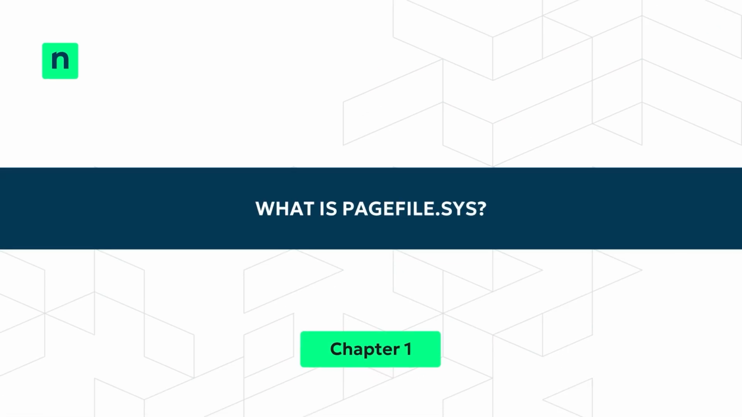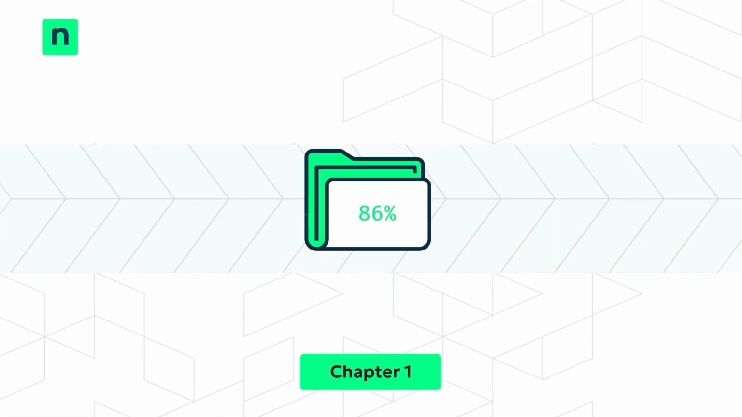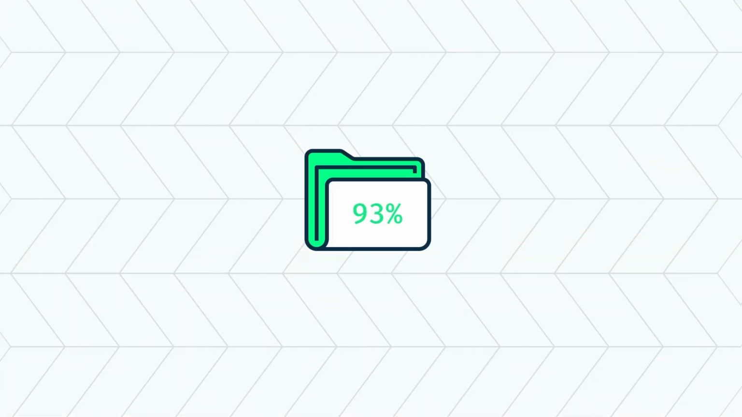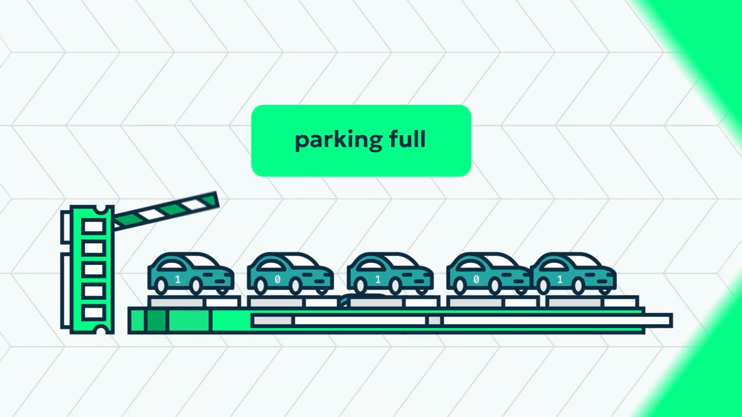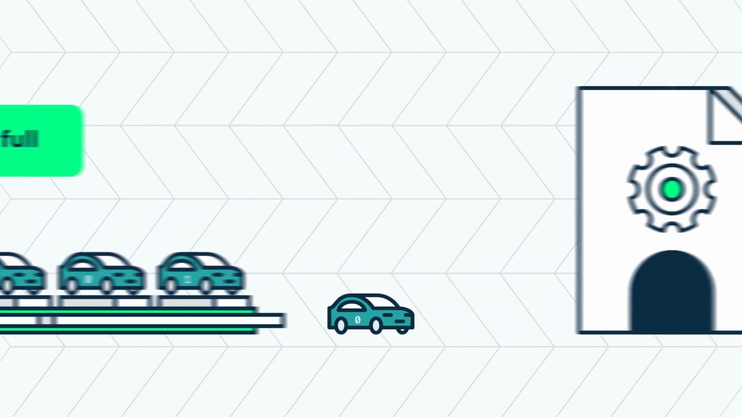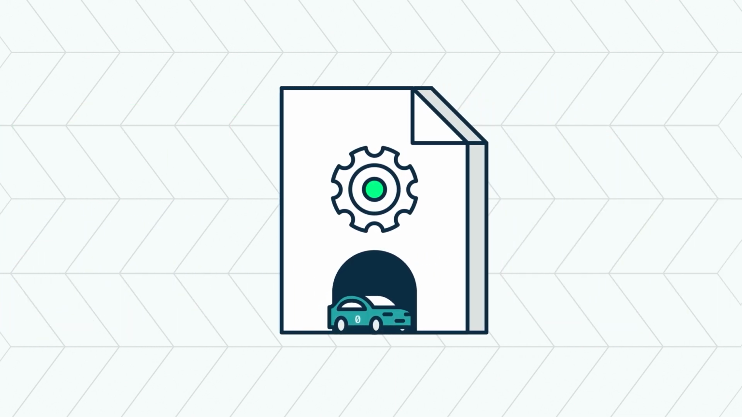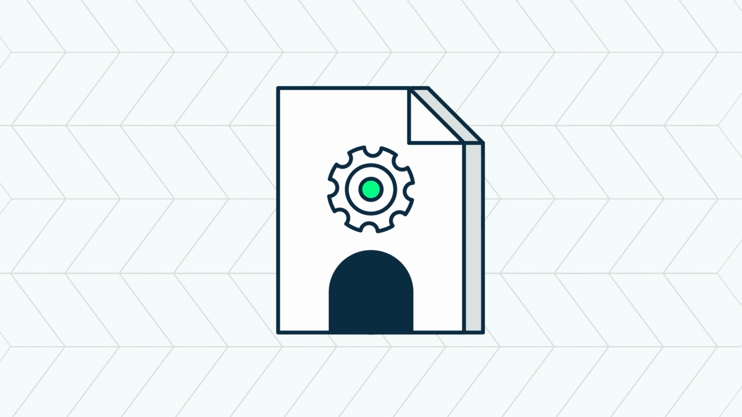So, what is pagefile.sys anyway? In simple terms, it's a file that Windows uses as extra memory when your physical RAM, or your computer's actual memory, runs out. Think of your RAM as a parking lot for data. When it fills up, pagefile.sys acts like an overflow parking lot on your hard drive. But here's the catch. Accessing data from your hard drive or SSD is much slower than from RAM. So while pagefile.sys helps your system juggle more tasks, it can also slow things down if it gets too large.